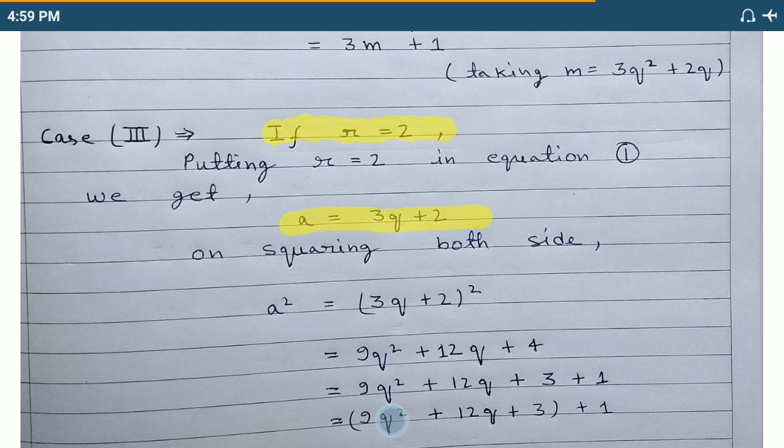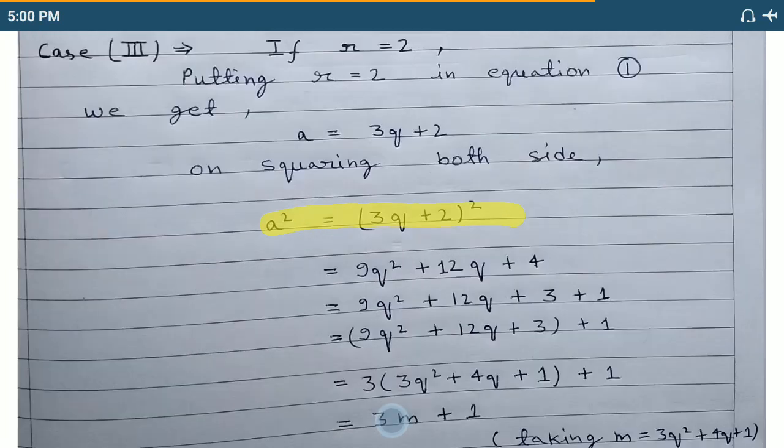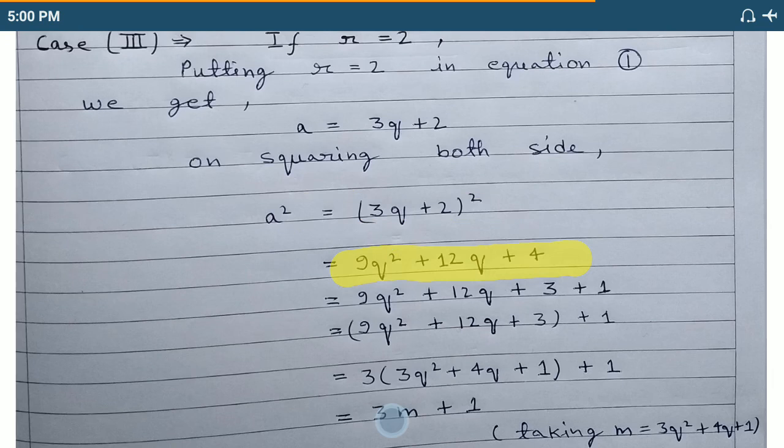Case third, if r is equal to 2, then we get a is equal to 3q plus 2. Again the same thing, on squaring both sides, a square is equal to 3q plus 2 whole square. Again applying the formula in this binomial expansion, 9q square plus 3 times 2 is 6, 2 times 6 is 12, q plus 4, that is 9q square plus 12q plus 4.